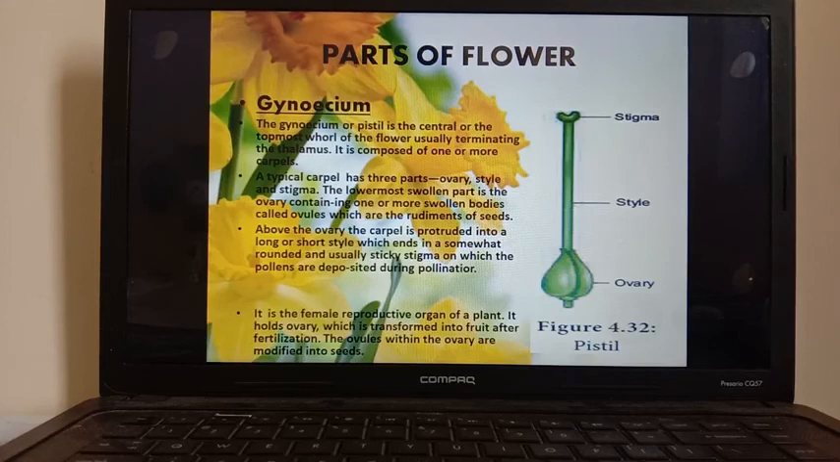So these all are the four parts of the flower. Students, today we have discussed this. Next class we will discuss the types of flower and the functions of flowers.